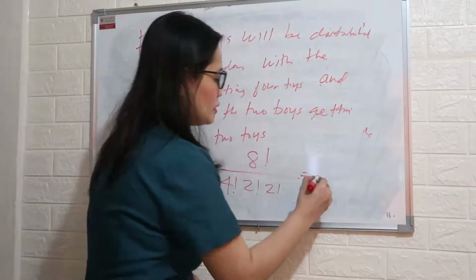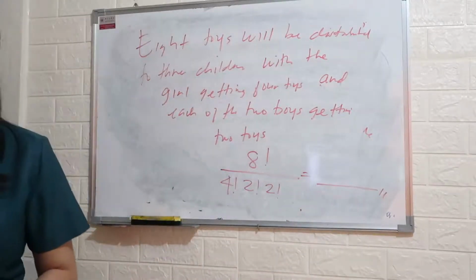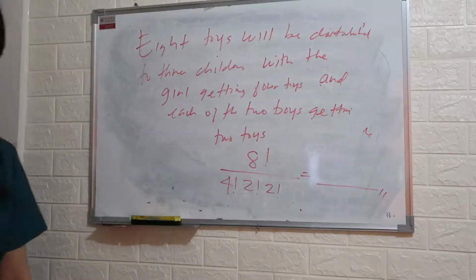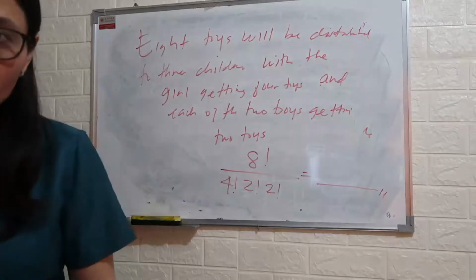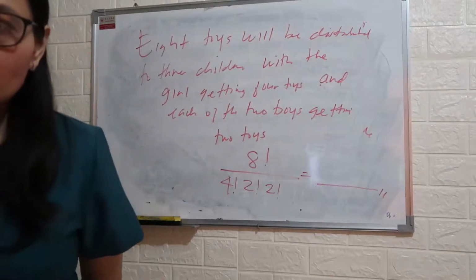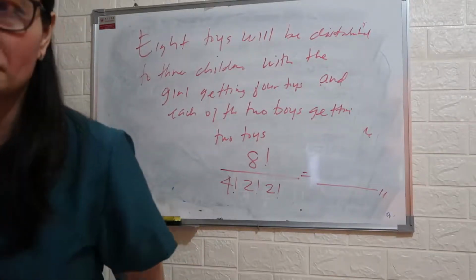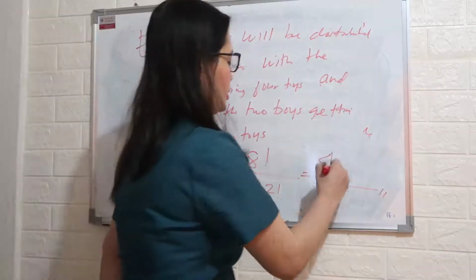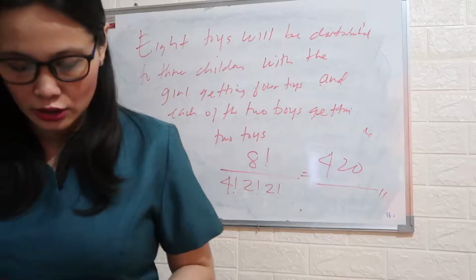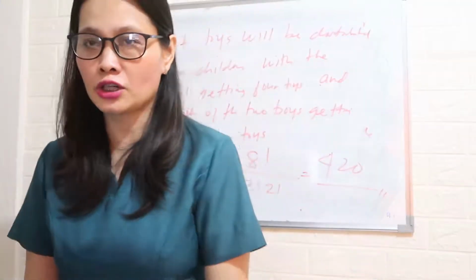So what will be the answer? 840. What will be the answer? 420. Okay, 420. So we will continue our discussion on Monday. Our next will be combination.